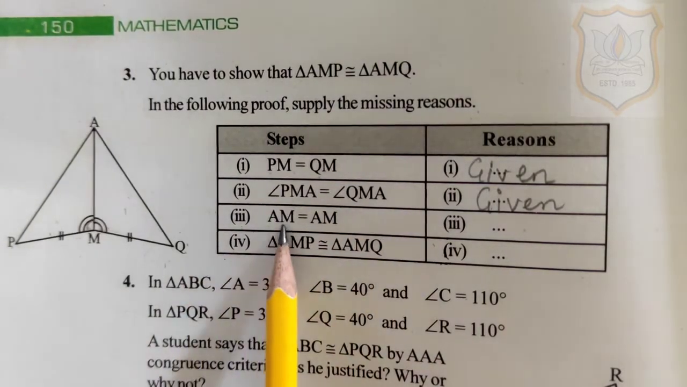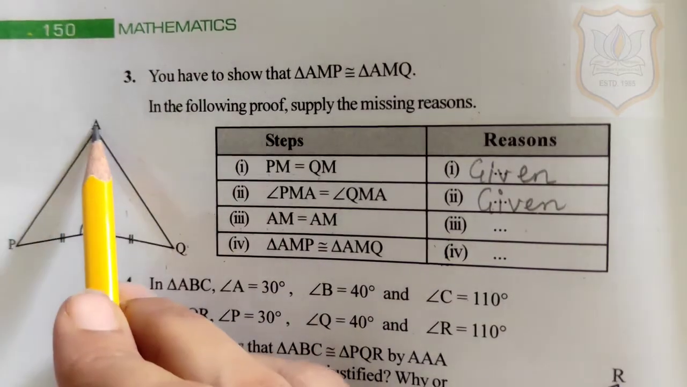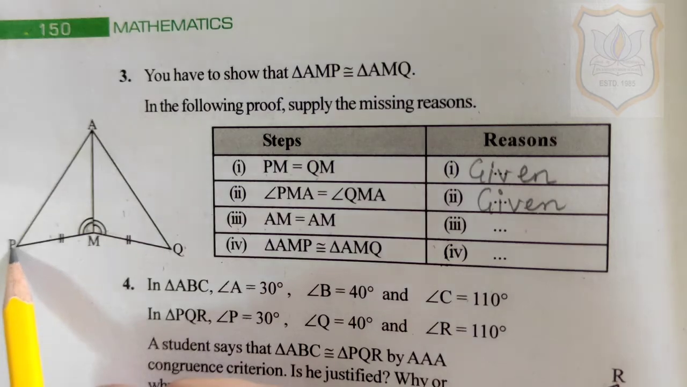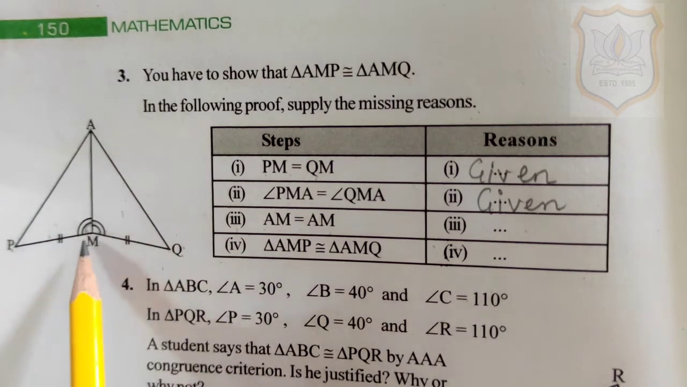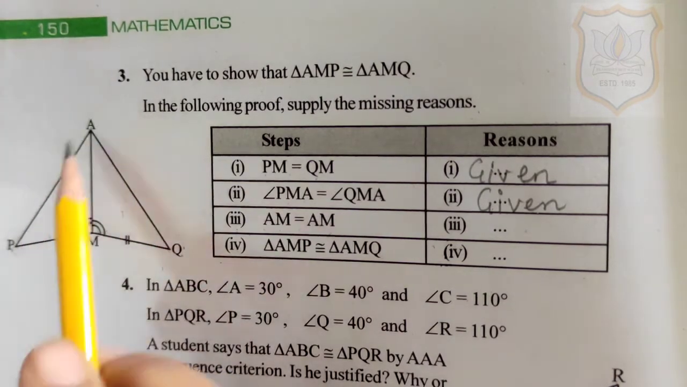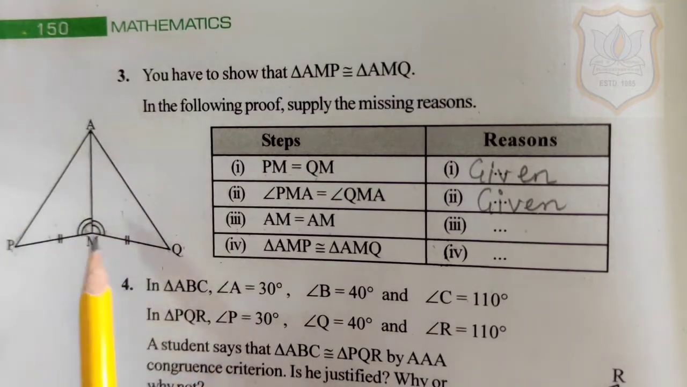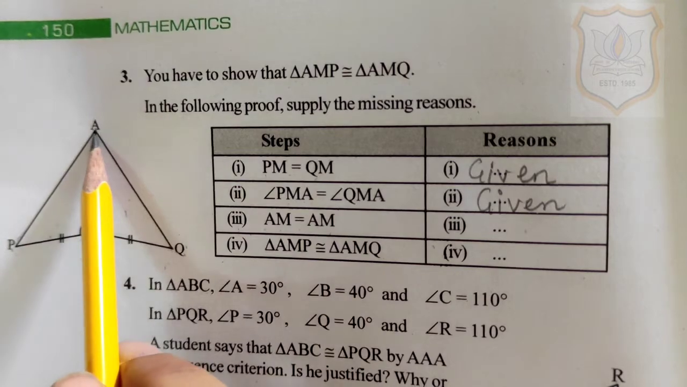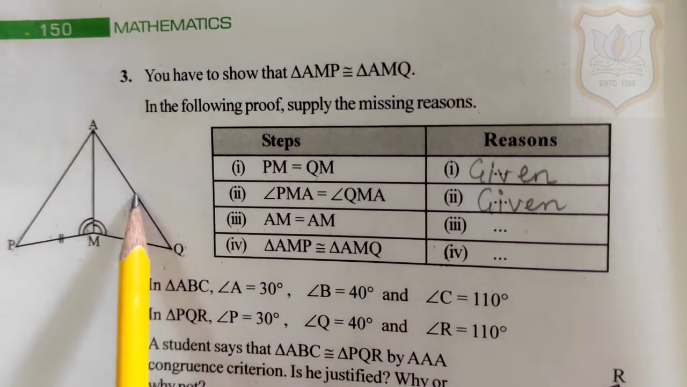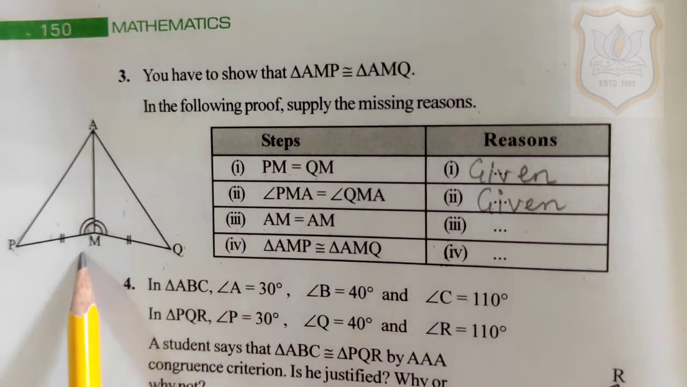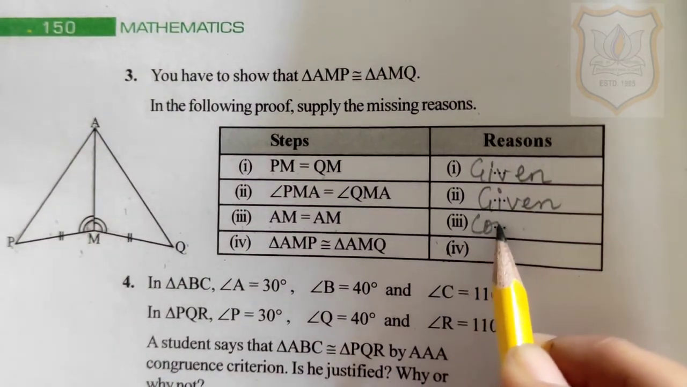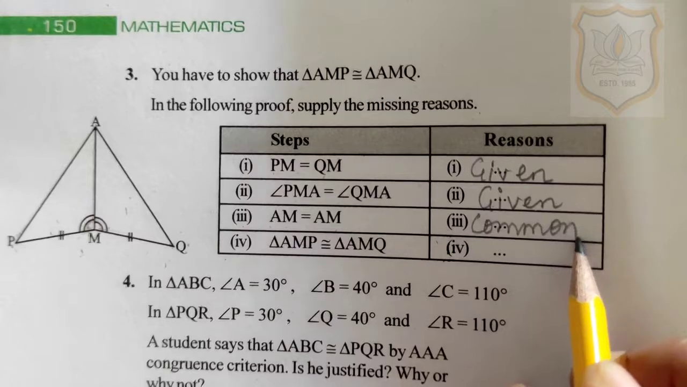Third one, AM is equal to AM. Students, you can see that in triangle AMP, the three sides are AM, MP and PA. And in triangle AMQ, there are three sides, AM, MQ and QA. So in both the triangles, AM is the common side. So here we will write the reason: common side.